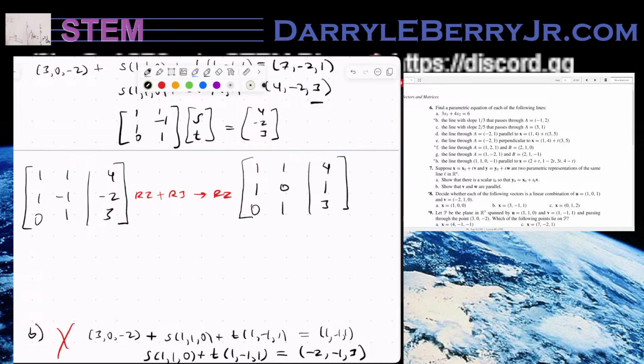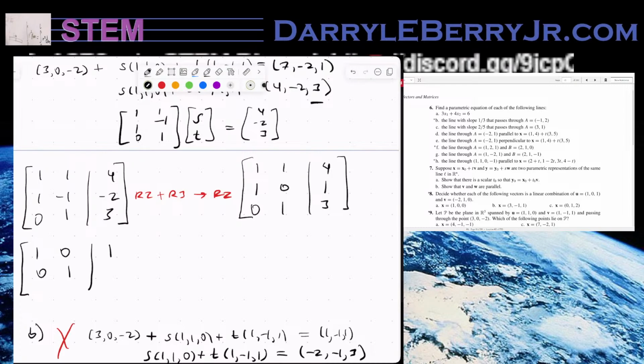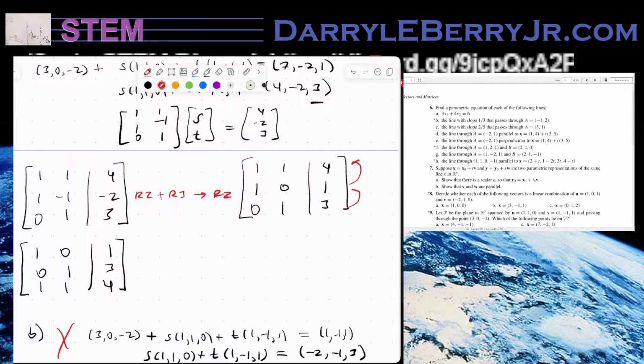And we can swap rows. So I'll just do 1, 0, 1, 0, 1, 3, and 1, 1, 4. All I did was move this row up, move this row up, and move this row down to the bottom. So row 2 became row 1, row 3 became row 2, and row 1 became row 3. So that should be a legal operation.